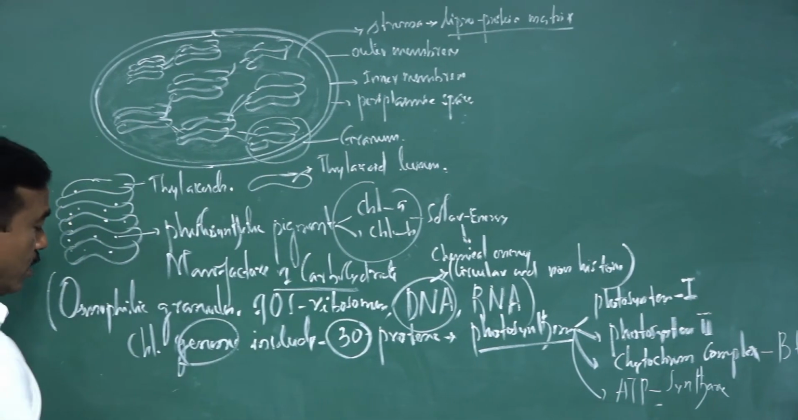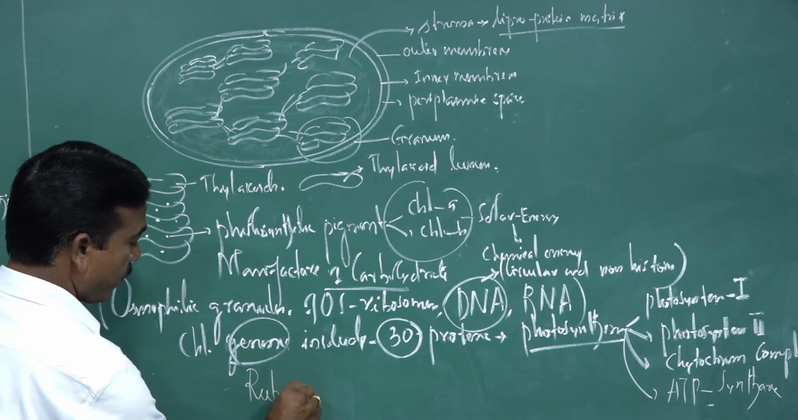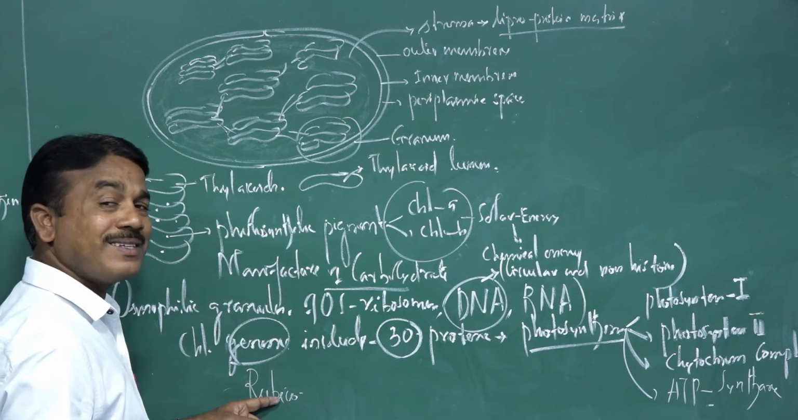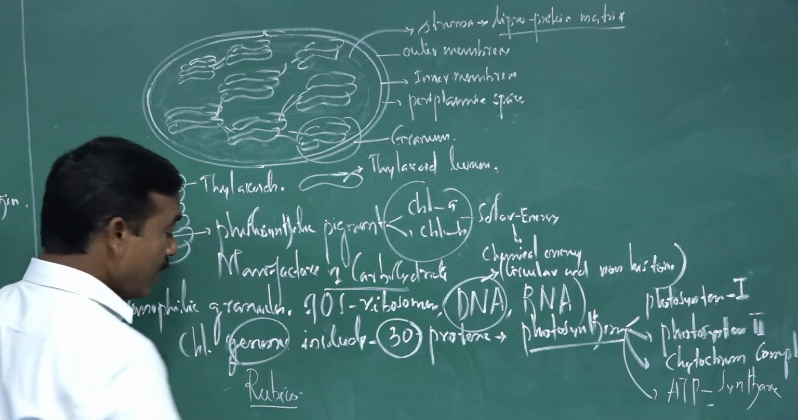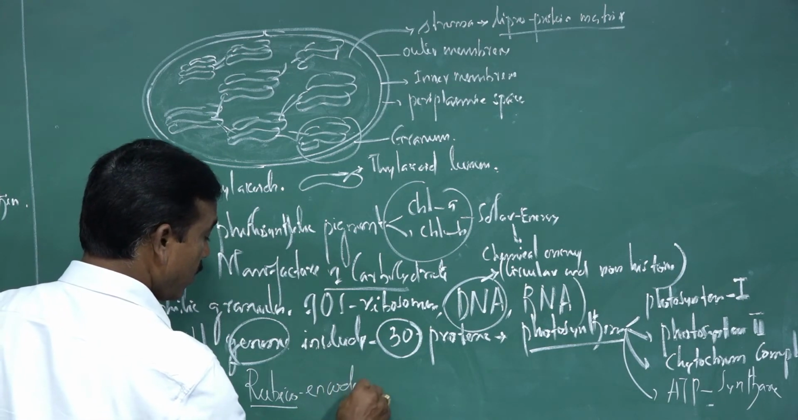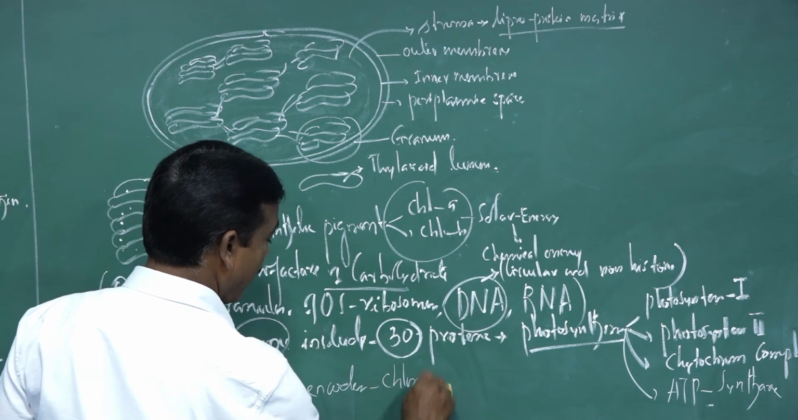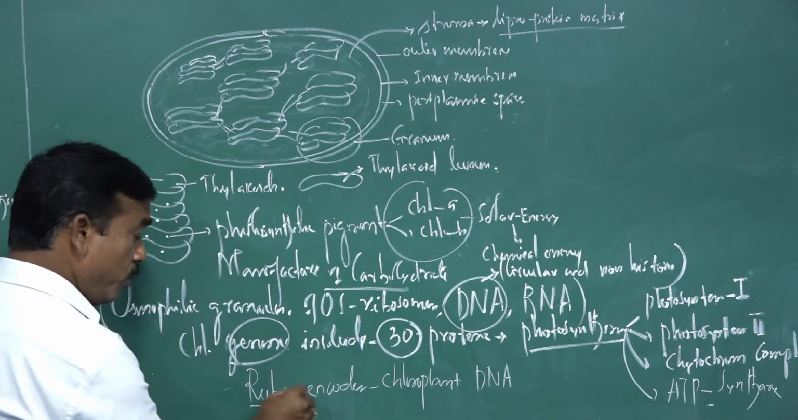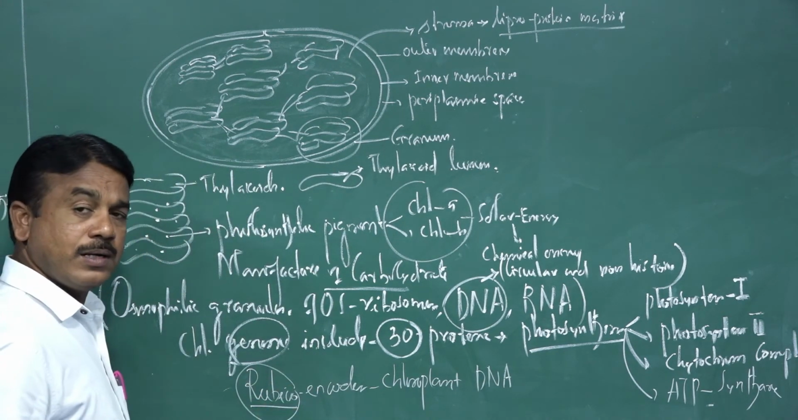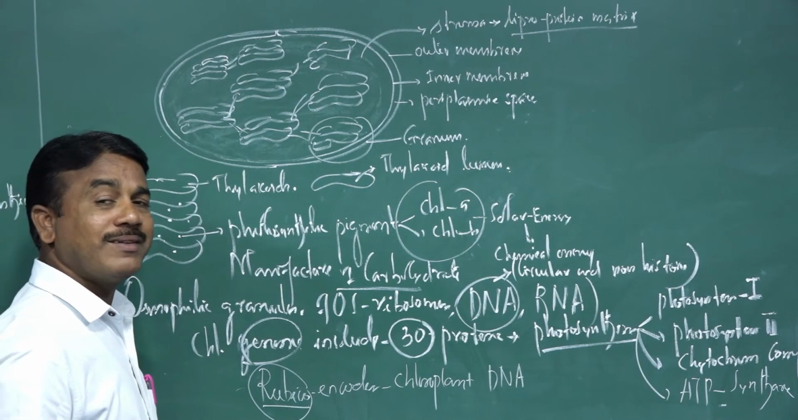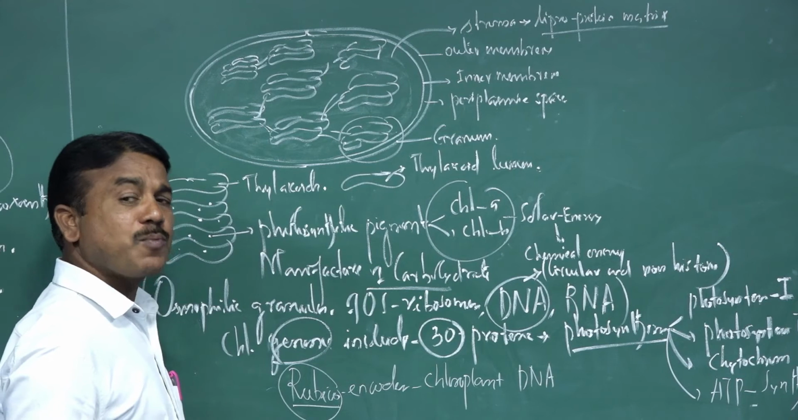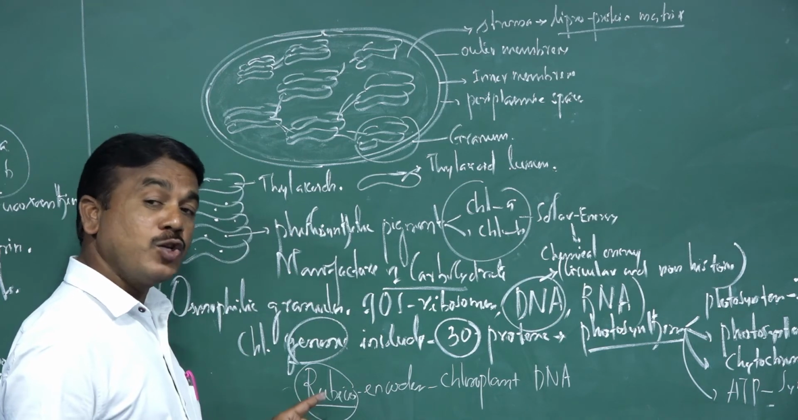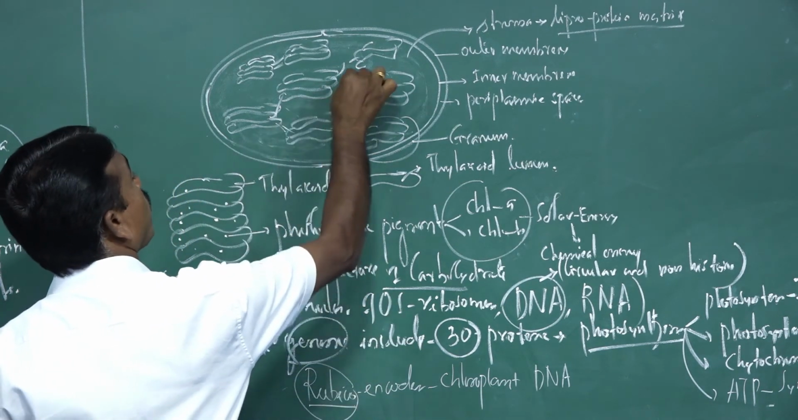In addition, the Rubisco enzyme, which stands for ribulose bisphosphate carboxylase, is commonly called Rubisco. These are encoded by chloroplast DNA. The Rubisco enzyme is the most abundant protein on the earth. This type of enzyme also occurs in the stroma of the chloroplast.